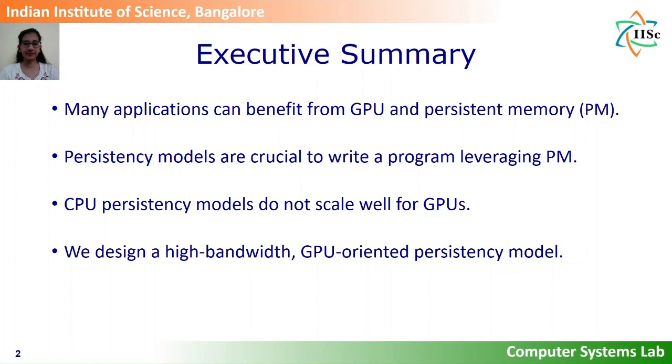A prior work, GPM, shows how many GPU applications can benefit from the persistence provided by persistent memories. However, GPM does not define a persistency model for GPU programs. We also find that traditional CPU persistency models do not scale well for GPUs. To address this gap, we propose a persistency model which is optimized for the GPU's highly parallel architecture.